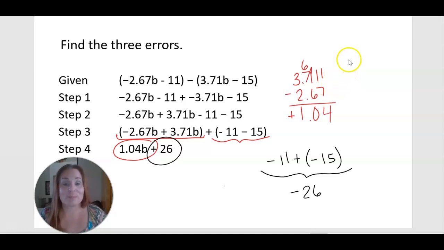On your actual test, not your DBA, but your actual test, you will be given a problem like this, but you will only have to find one error. But it is going to be one of the 3 errors that I just talked about in this problem. I just put all 3 of them in one problem, okay? On the DBA, you're going to be teaching me how to find all 3. Okay, let's look at the second question.